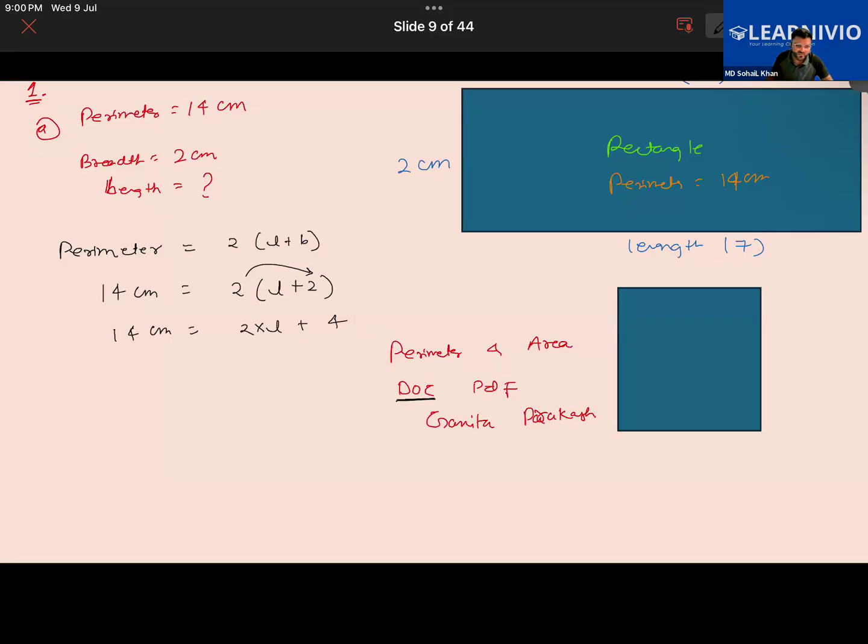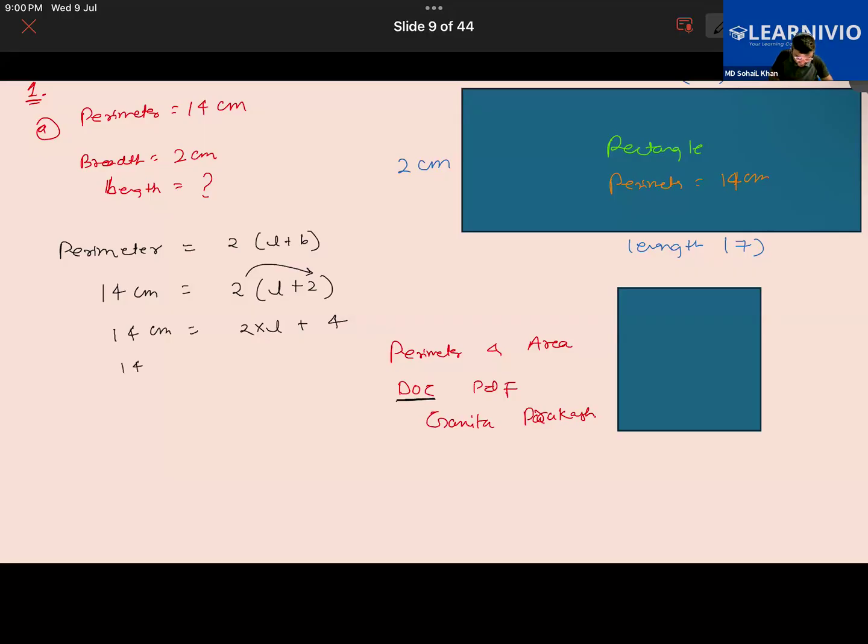Just give me 1 minute. Let me just put it over here. I will put the PDF in the chat box. Okay? So far, is this thing clear to everyone or not? Tell me.